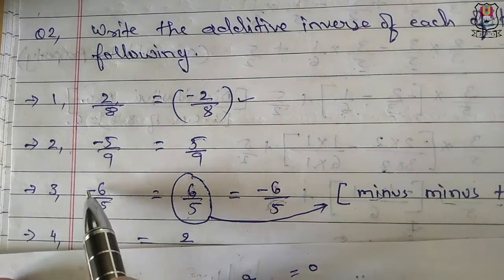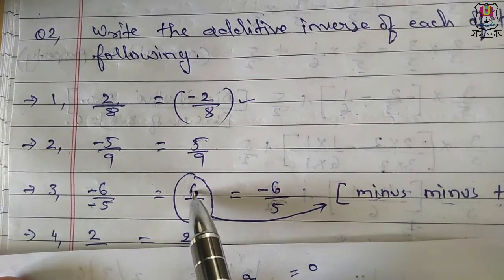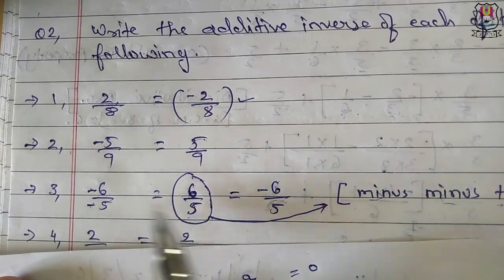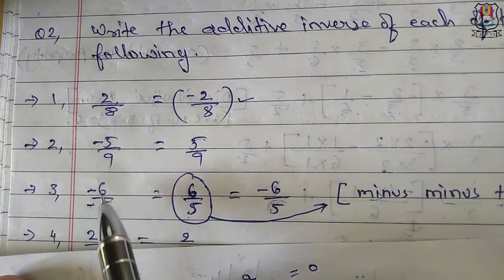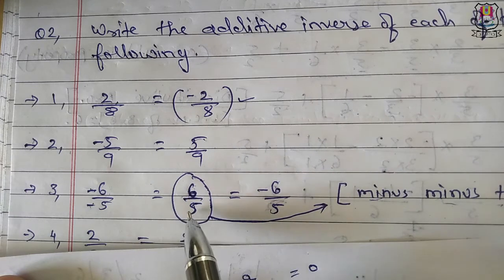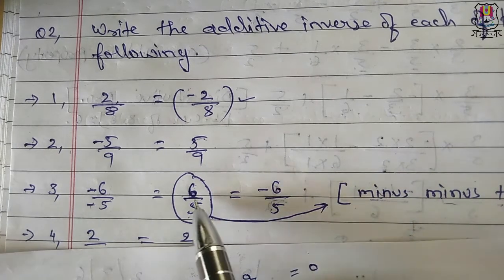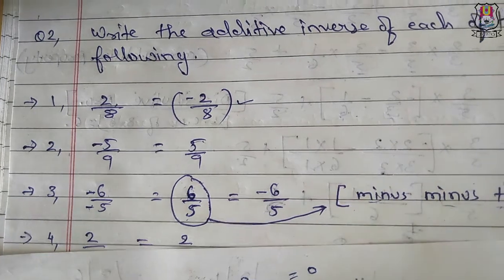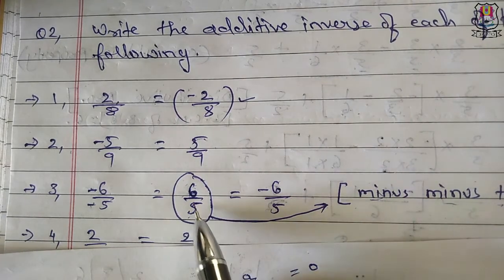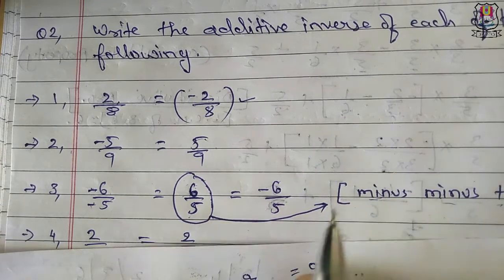So keep this in your mind: when there are two negative signs, first of all, the negative sign is cancelled out. So this number becomes 6 upon 5. Or if any other number is given to you, suppose minus 3 upon minus 4, that is going to become 3 upon 4. And then you have to find out the additive inverse. As I said, the negative sign is cancelled, and then you have to find out the additive inverse of the given number.